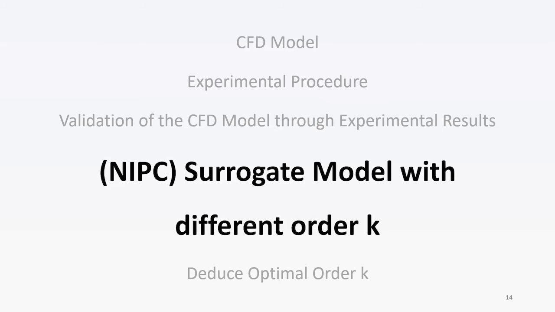Now that the CFD model is validated, it can be used to generate additional sets of data that will be later fed to the surrogate model. But first, the technique to construct the surrogate model will be presented. There are two main polynomial chaos techniques used to build the surrogate model.